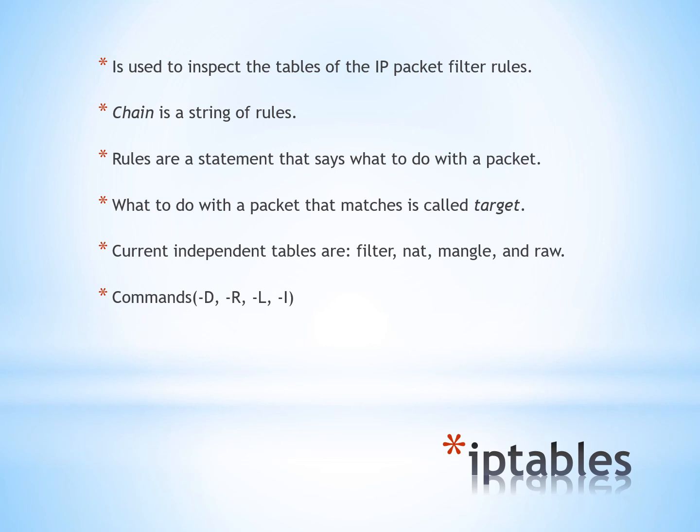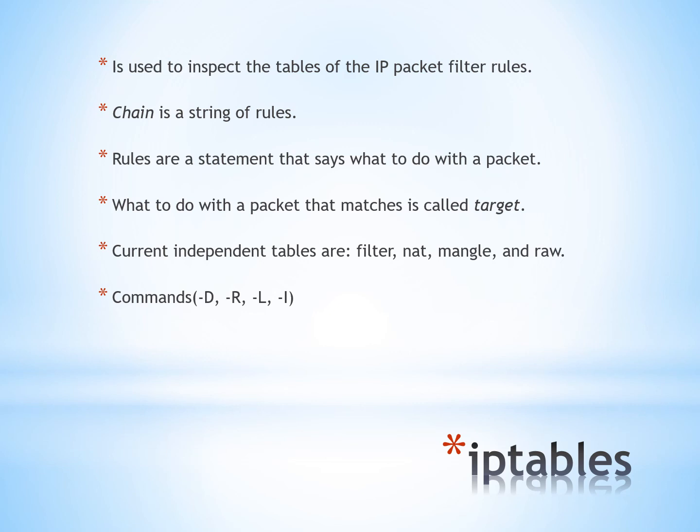So first, a chain is a string of rules. Rules are statements that say what to do with the packet. So the filters are organized in different tables that contain chains of rules for how to manage network traffic packets. If a packet does match, it will be given a special value like accept, drop, queue, or return. What to do with the packet that matches is called the target.